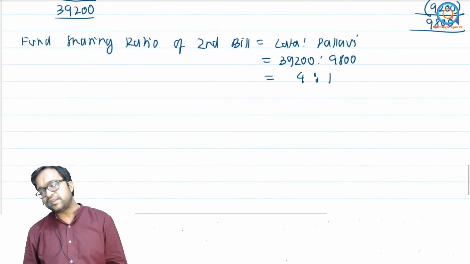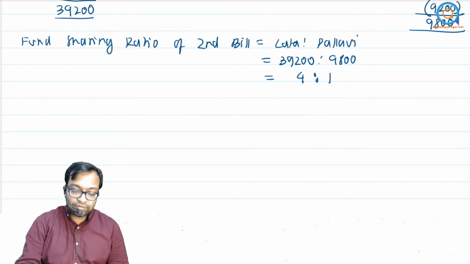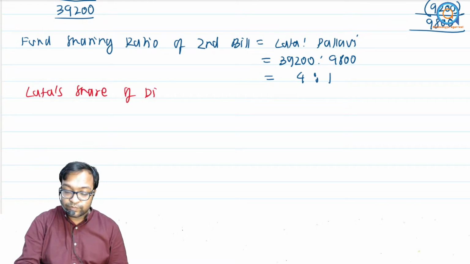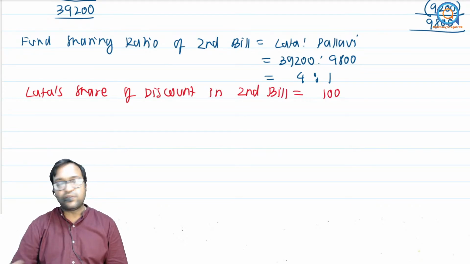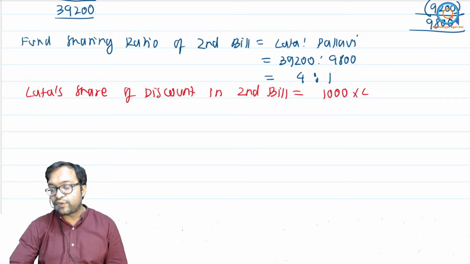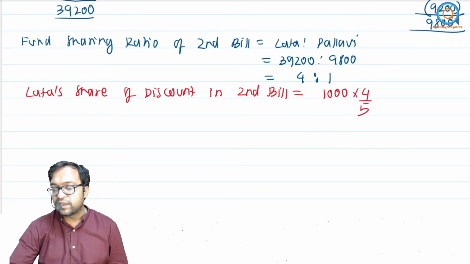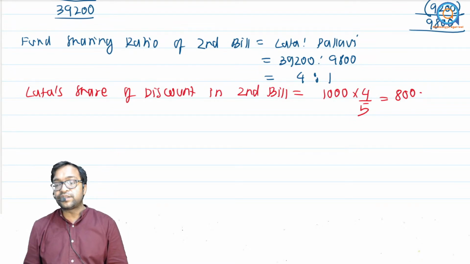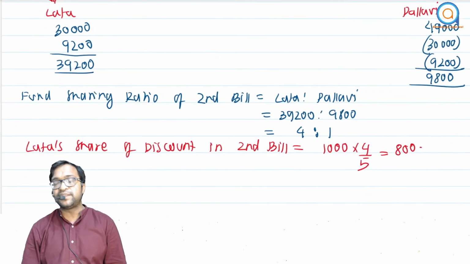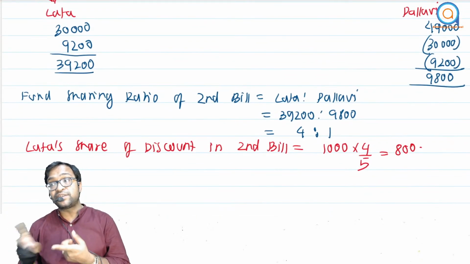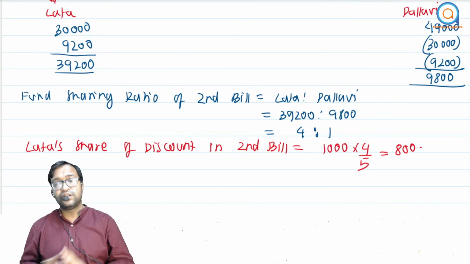Yes, sir. Then what? I need to know Lata's share of discount in the second bill. The total discount of the second bill was 1,000. Lata's share is 4/5, since 4:1 means the ratio is 4/5. So Lata's share in discount is how much? 800. Now I need a reply from you. Have you understood this? Yes or no? Please reply. Those who are watching, please reply in the chat box. Yes sir, you have understood. No sir, we have not understood.